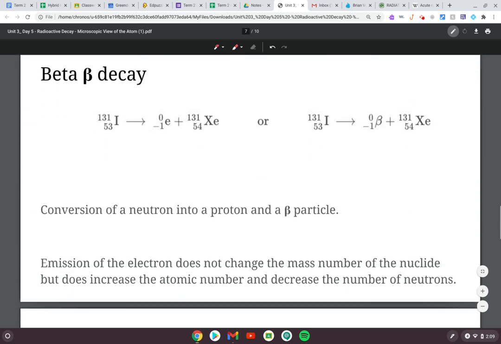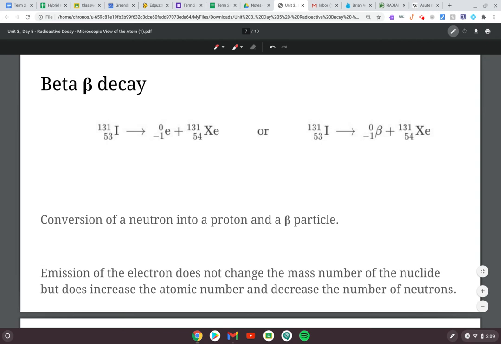Then there's beta decay, and during beta decay, it's not really easy for us to illustrate how it happens, but basically what you do is you take a neutron and you convert it into a proton, or the unstable atom has enough energy to make a neutron into a proton, and that energy that's given off is then given off in the form of that negative electron.